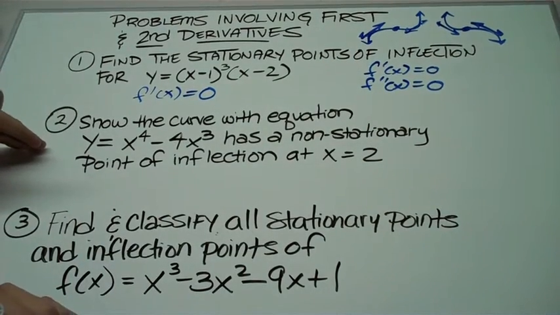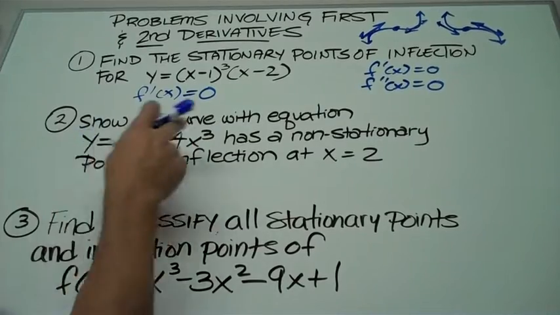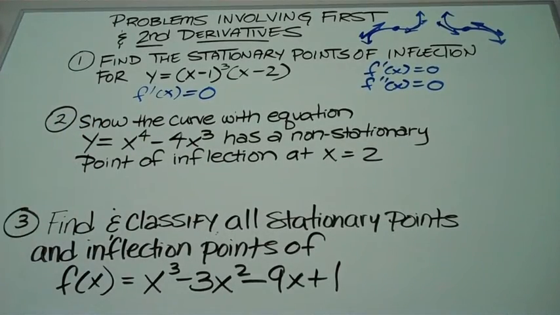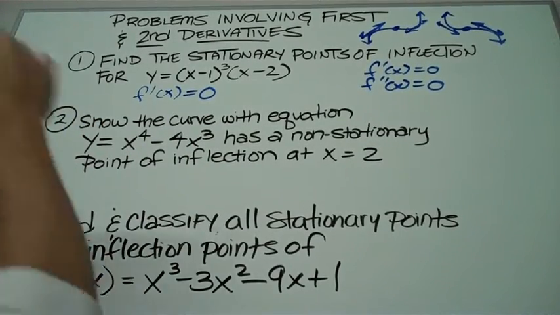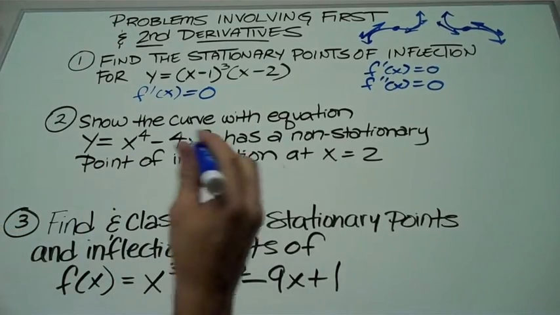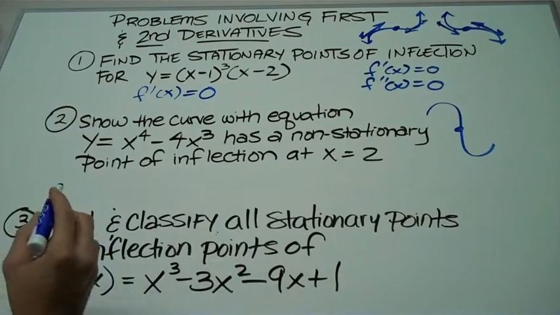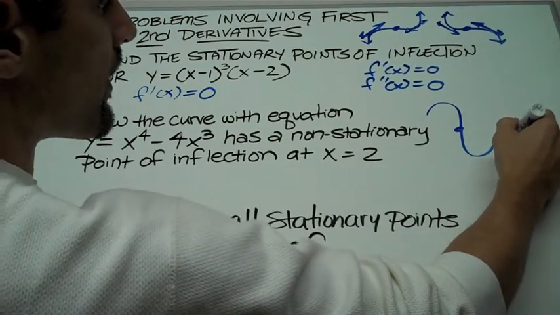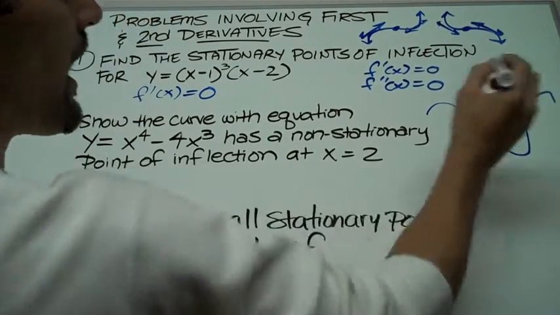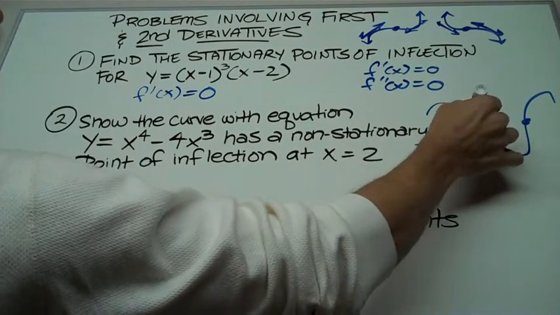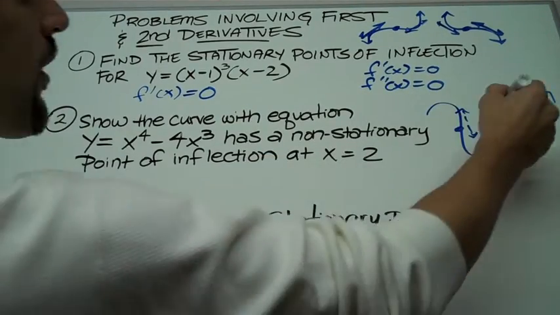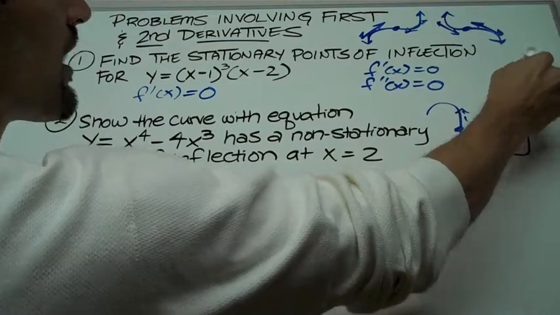In example 2, it says, show the curve with this equation, y is equal to x to the fourth minus 4x cubed, has a non-stationary point of inflection at x equals 2. Well, a non-stationary point of inflection is the most negative derivative, or it's the most highly positive derivative if we're thinking about the slope of that tangent right there.